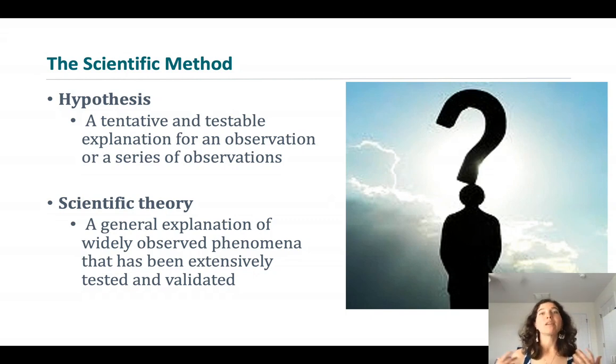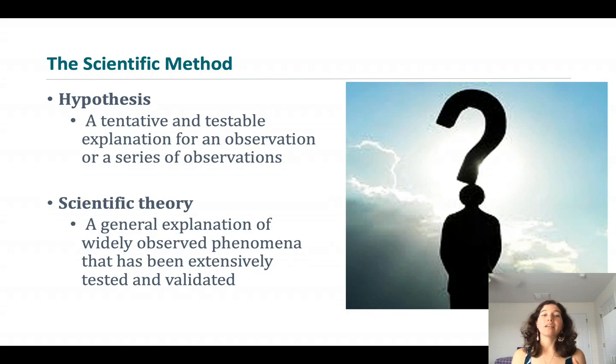This is pretty much an educated guess. It's a tentative and testable explanation for an observation or series of observations. So you look at something and you make an educated guess about it, and then it's tested. And if it's tested over and over again, and you get the same results, and you build a body of knowledge, what this allows you to do is to form a scientific theory about this body of knowledge.